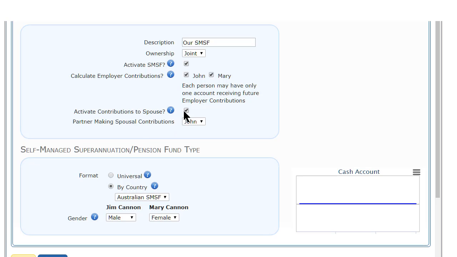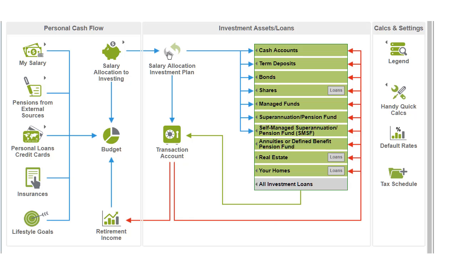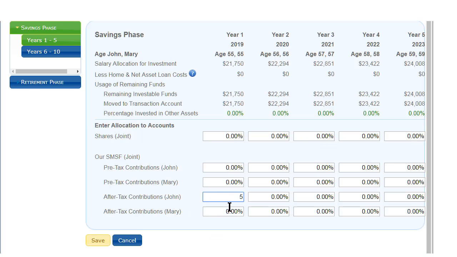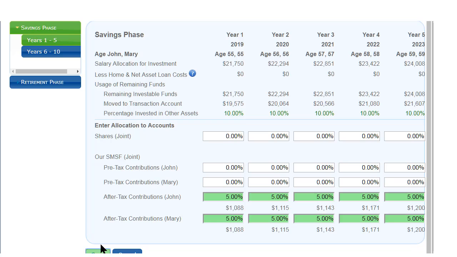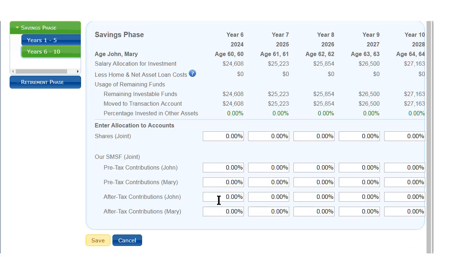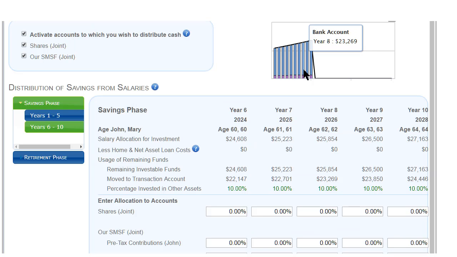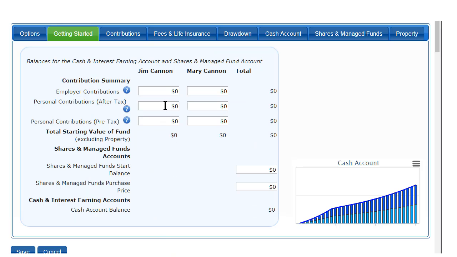Now the fund has been activated, let's go back to the investment plan. The investment plan is the quickest way to distribute savings from salary. During each 5-year period, 5% of available savings are allocated to John and Mary's after-tax contributions.